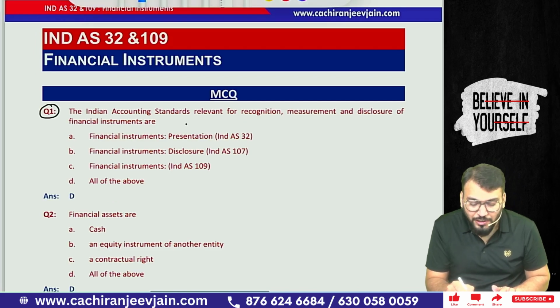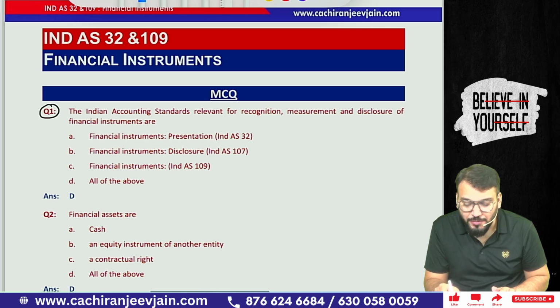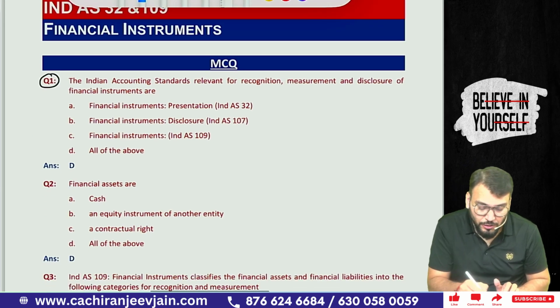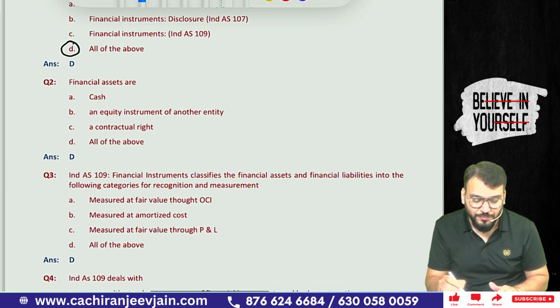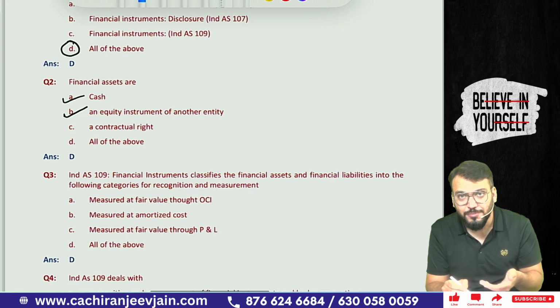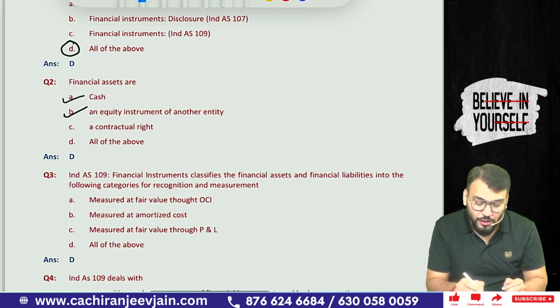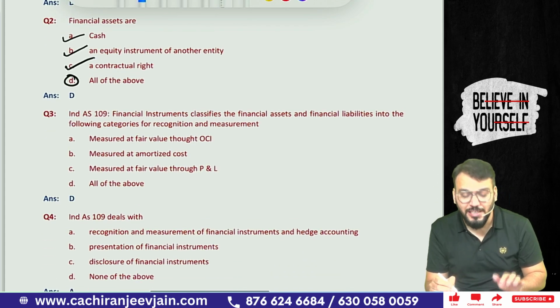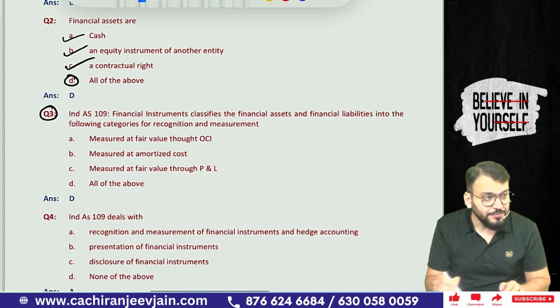Question number 1. The Indian accounting standards relevant for recognition, measurement and disclosure of financial instruments are Ind AS 32, Ind AS 109, Ind AS 107. So all of the above is correct. Question number 2, financial assets are cash, correct. An equity instrument of another entity, this is also correct. And a contractual right to receive cash or any other financial asset from another entity, this is also correct. So all of the above is correct.